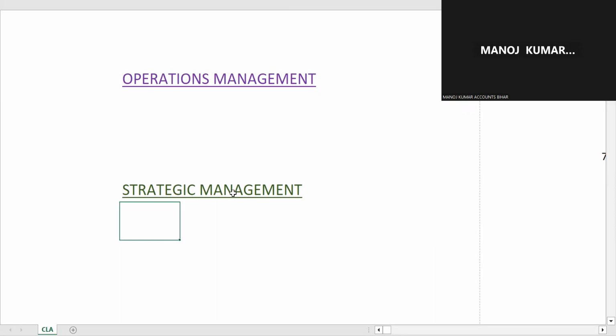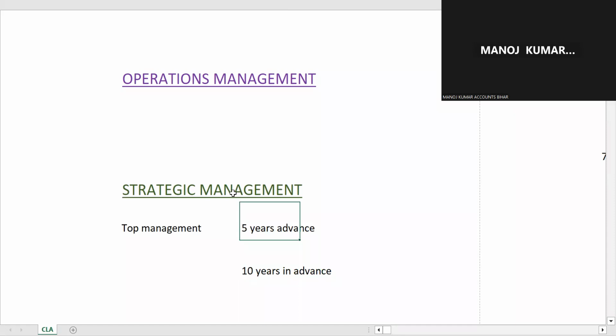Strategic management is your top management. Top management will plan where we will reach. Let us say whatever is the target, they will plan 5 years in advance, 10 years in advance. Say for example, if they are functioning in a technology, they are using one technology. Now they know that the life of the technology is 5 years.